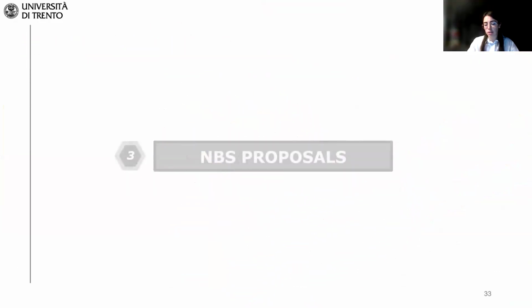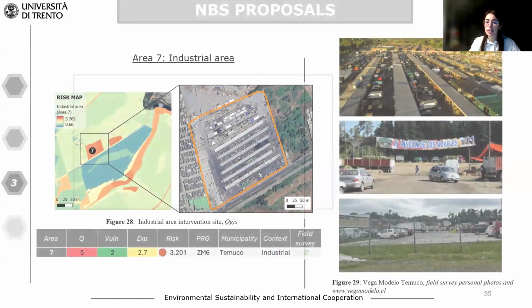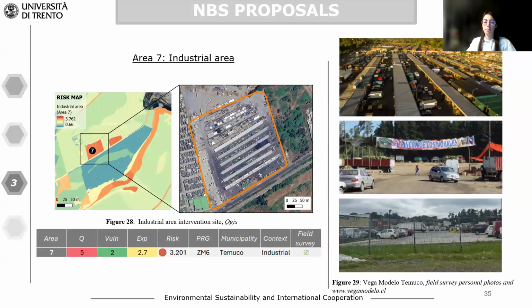Now we will expose some of the nature-based solution proposals to adapt both to the flood and to the urban heat island. Actually, we didn't find common areas that needed primarily to address both risks together, but we chose representative areas highlighting how they can be multifunctional and so provide co-benefits to both the risks. In the case of the flood, we decided to show you the proposal for the industrial area that is located in the northeast periphery of Temuco. And from the field survey, this area appeared to be a major agri-food center for South Chile, the Vega Modelo Temuco, so with a very strong commercial role, not only for the city, but for the entire region.